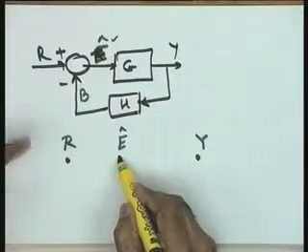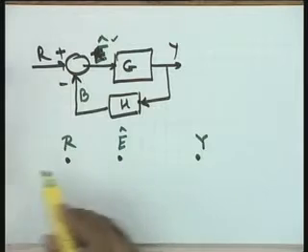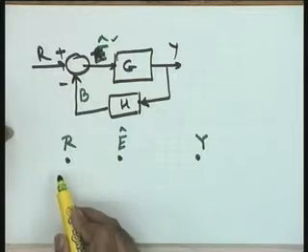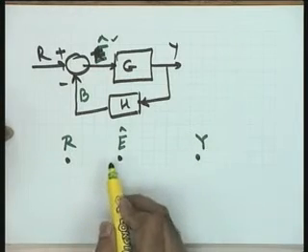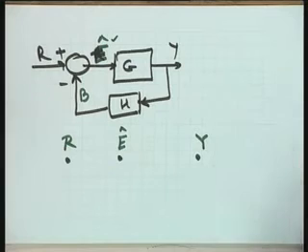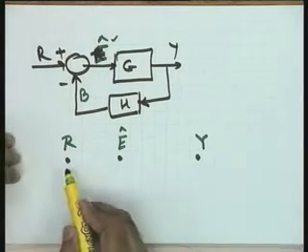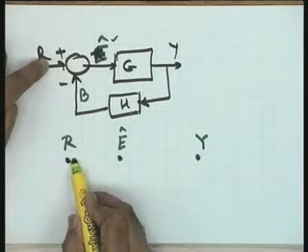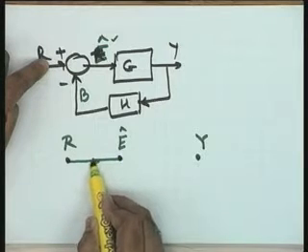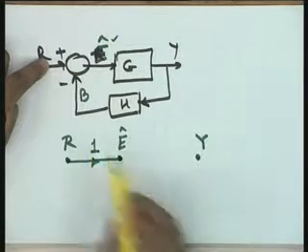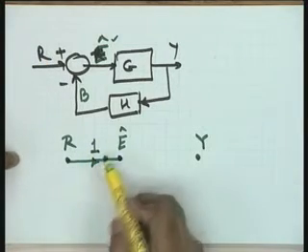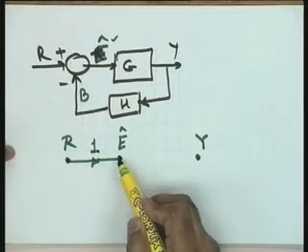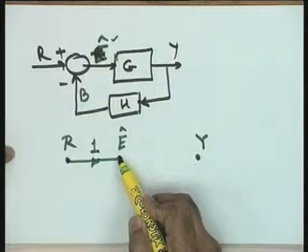So, it is an E cap node. Now, the basic definition: the value of the node variable is equal to the signals coming from all the incoming signals from all other nodes. So, let us say what is the signal coming over here? The signal coming from here is R. So, I can connect it this way through a transmittance 1. It means a signal 1 into R is reaching the node E cap.